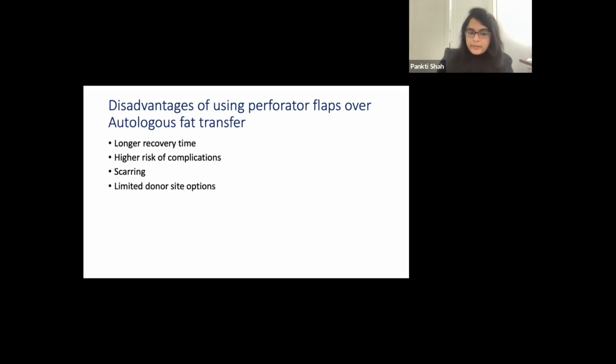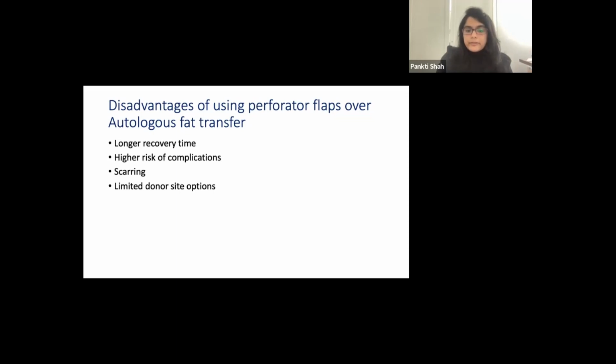While both perforator flap reconstruction and AFT can be effective methods for breast reconstruction, each has its own advantages and disadvantages. Here are some disadvantages of perforator flap reconstruction compared to autologous fat transfer. First is the longer recovery time. Perforator flap reconstruction is a more invasive procedure, so it takes longer to recover.